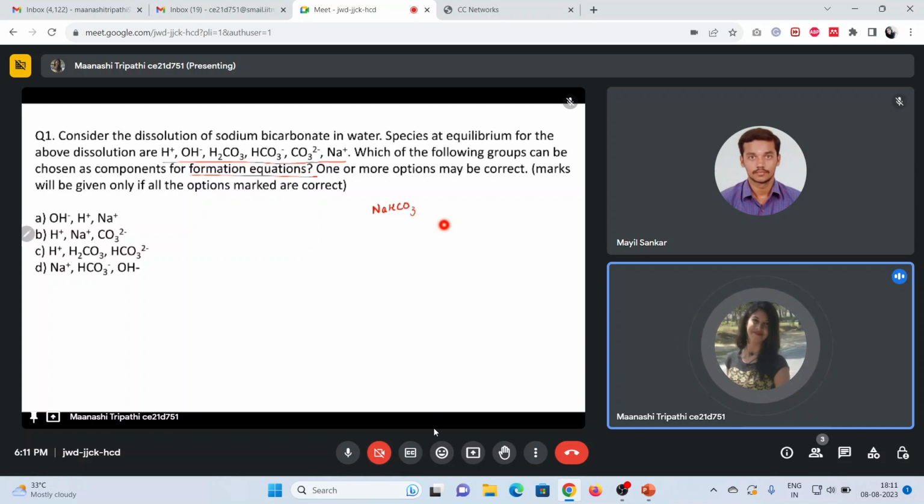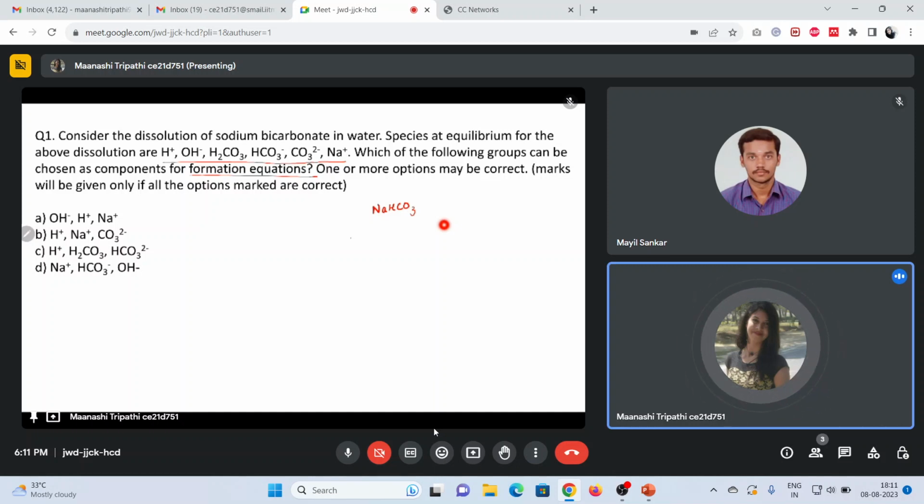When we talk about a formation equation, we want a particular species to be made by the components. When we write an equation, it can be hypothetical also. It does not need to be a real equation. So we have to find out which of these components may be used for formation equations.